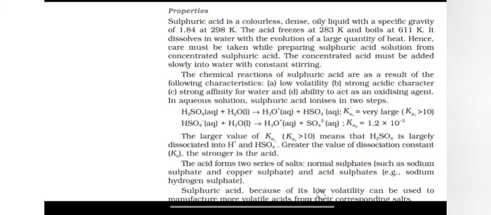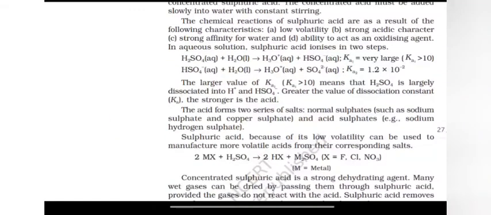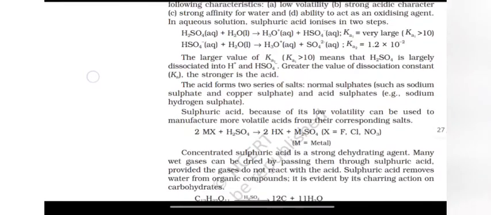The chemical reactions of sulfuric acid are a result of the following characteristics: low volatility, strong acidic character, strong affinity for water, and ability to act as an oxidizing agent. In aqueous solution, sulfuric acid ionizes in two steps. H2SO4 plus H2O gives H3O+ plus HSO4-. HSO4- plus H2O gives H3O+ plus SO4 2-. The larger value of Ka1 means that H2SO4 is largely dissociated into H+ and HSO4-. Greater the value of dissociation constant, the stronger is the acid.